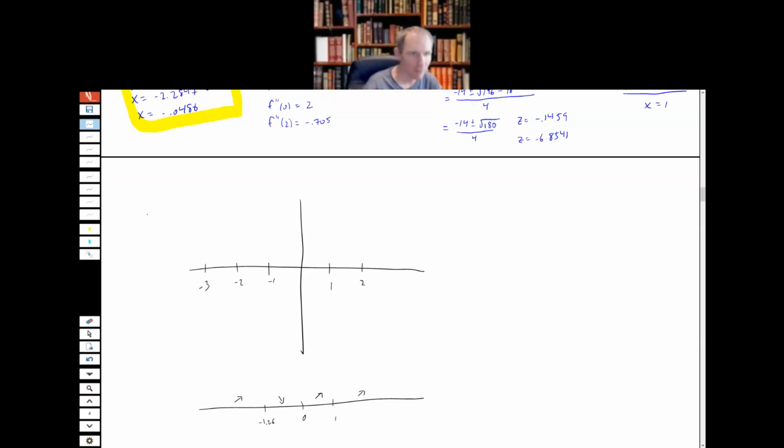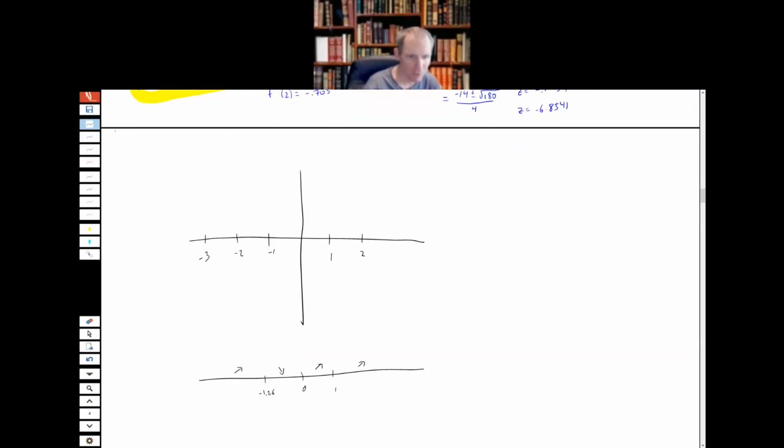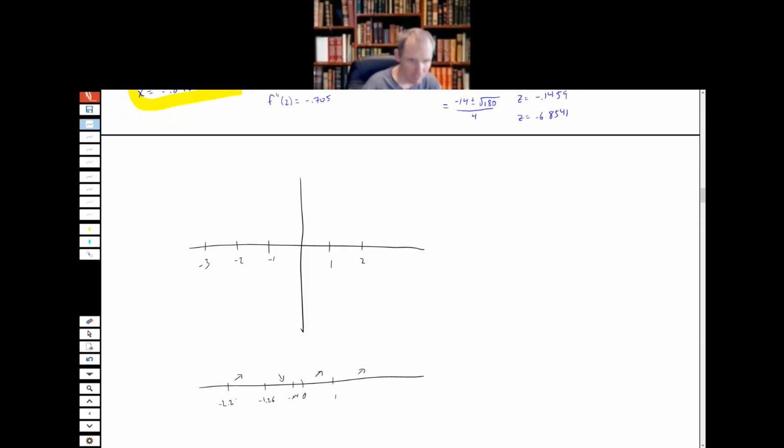Okay, and then for the second derivative, negative 0.04 and negative 2.2 were important. So I'm going to throw those in there as well. Okay, so in between here and 0, that was all decreasing, so it's decreasing here too. And I threw this guy in, but to the left of negative 1.26, it was always increasing.